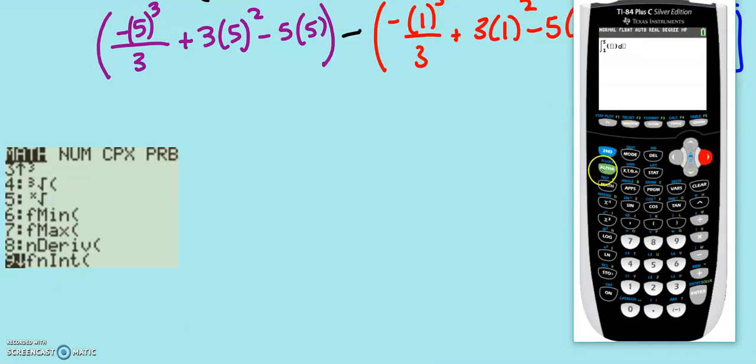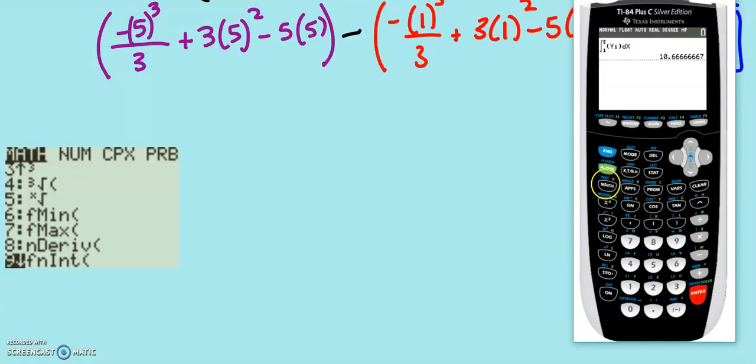So I can get there a couple ways. I can press alpha and then F4, and look, there's y1. I can just choose that, and I'm integrating with respect to x. Okay, so that's one way to get there. Oh great, I got 10/3.